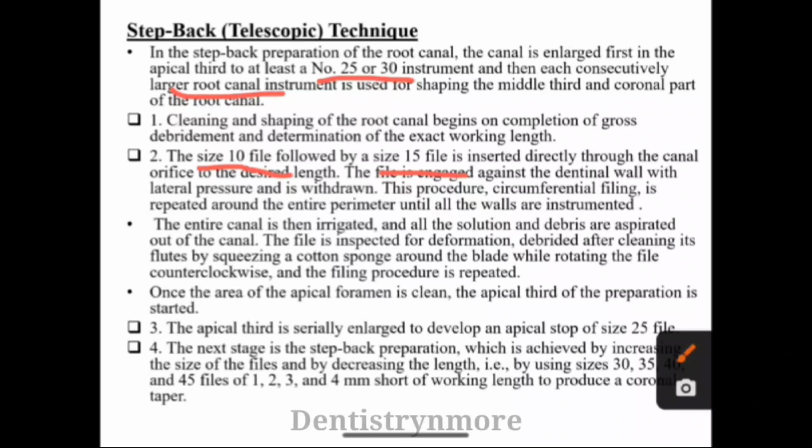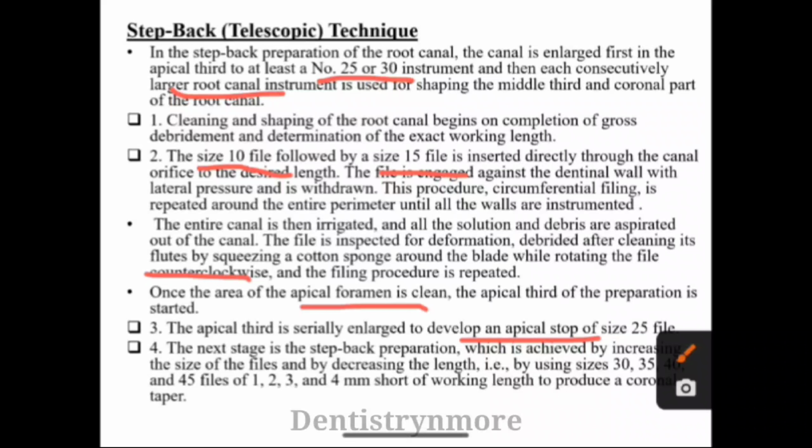When the entire canal is irrigated, all the solutions and debris are aspirated, and the file is inspected for any deformation or debrided after cleaning. By squeezing a cotton sponge around the blade while rotating the file counterclockwise, the procedure is repeated. Once the area of the apical foramen is cleaned, the apical third of the preparation is started again. This apical third is serially enlarged to develop the apical stop of a size 25 file.